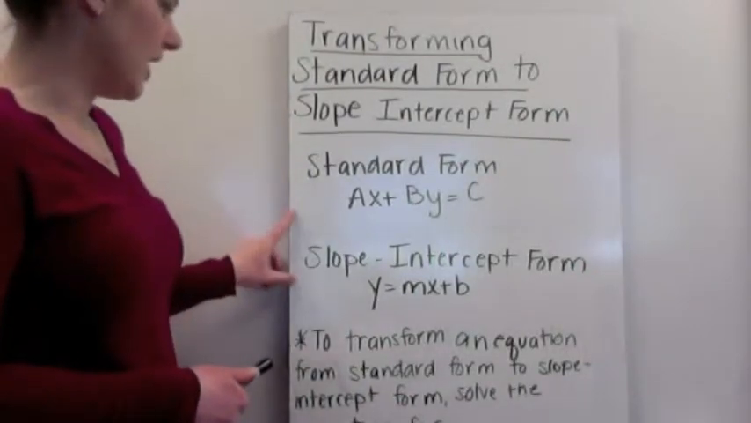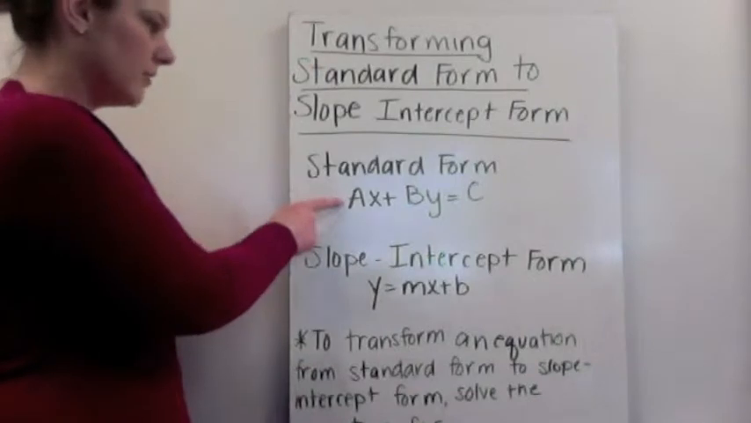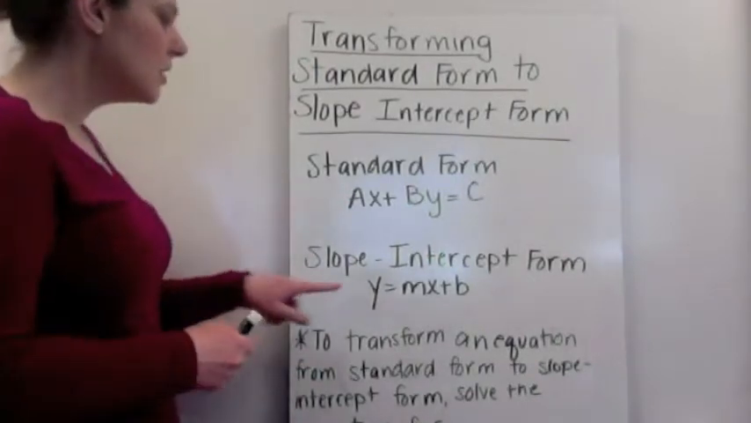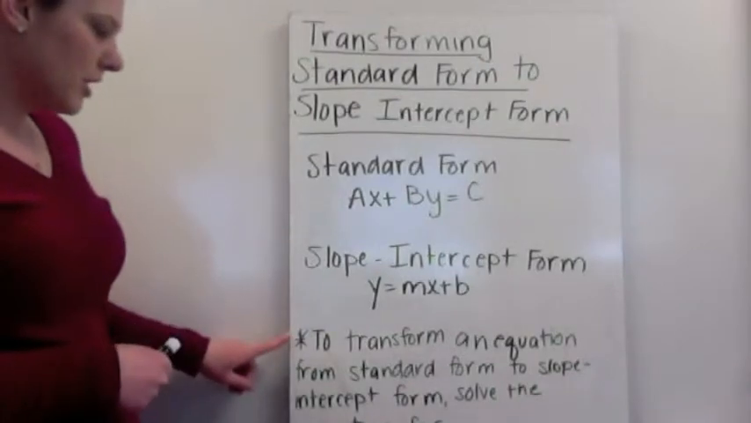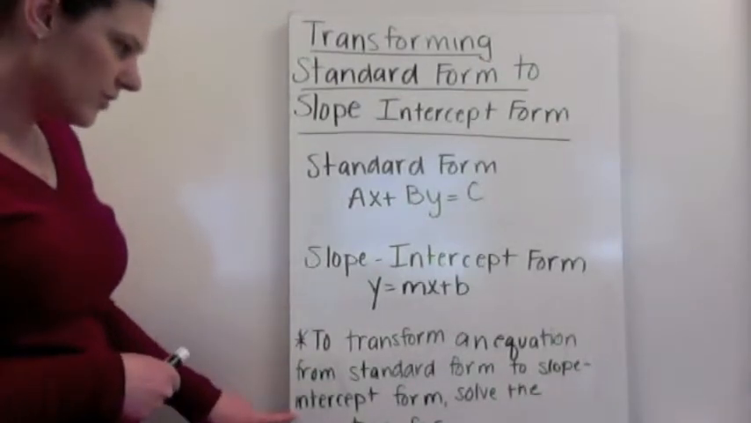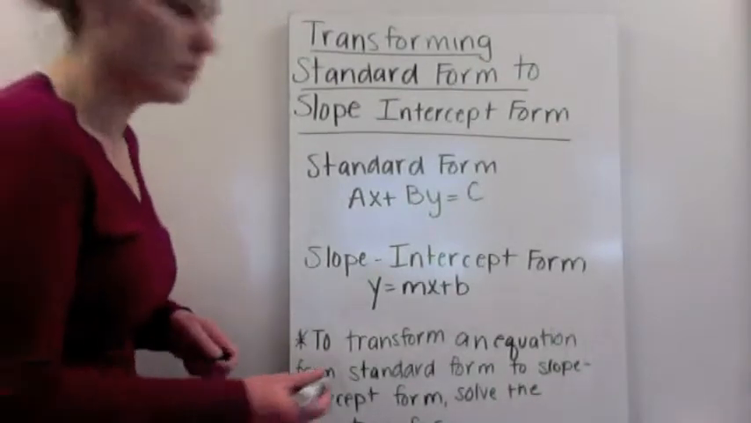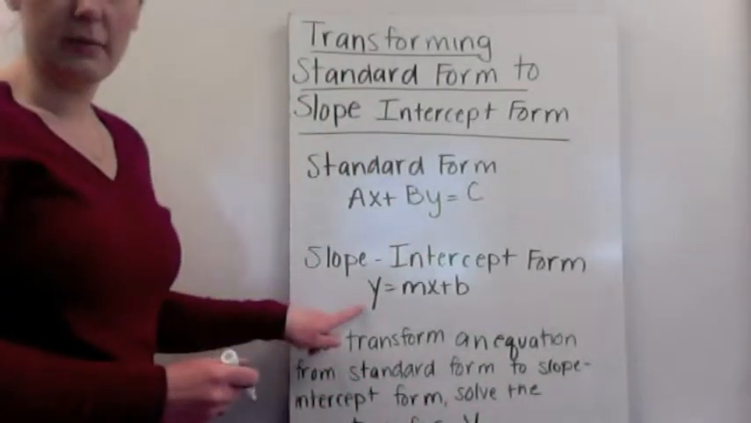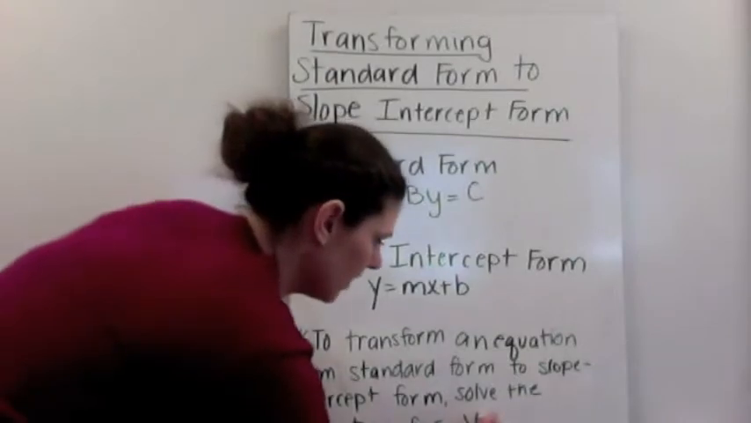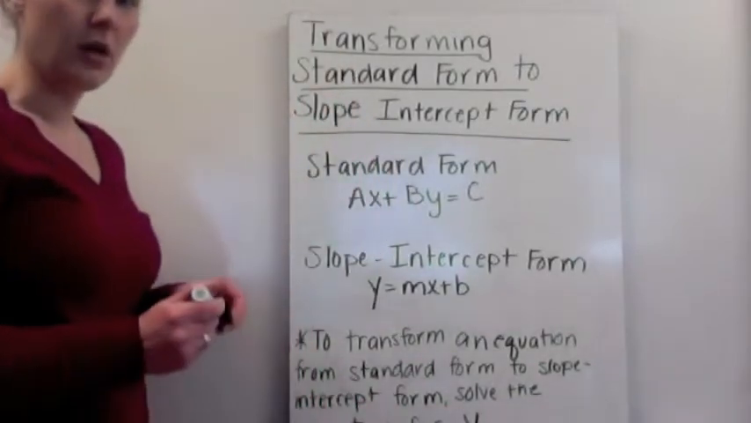On your notes paper, add these two forms. Standard form was ax plus by equals c. Slope-intercept form, y equals mx plus b. To transform an equation from standard form to slope-intercept form, you solve the equation for y. We need to get y by itself. Okay, solve that equation for y.